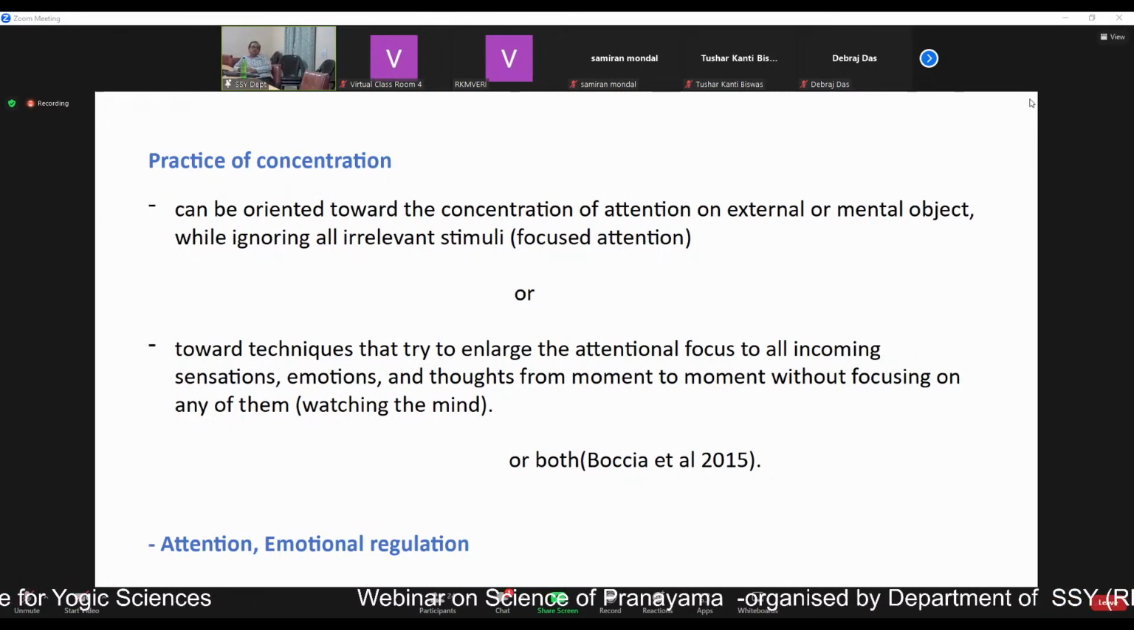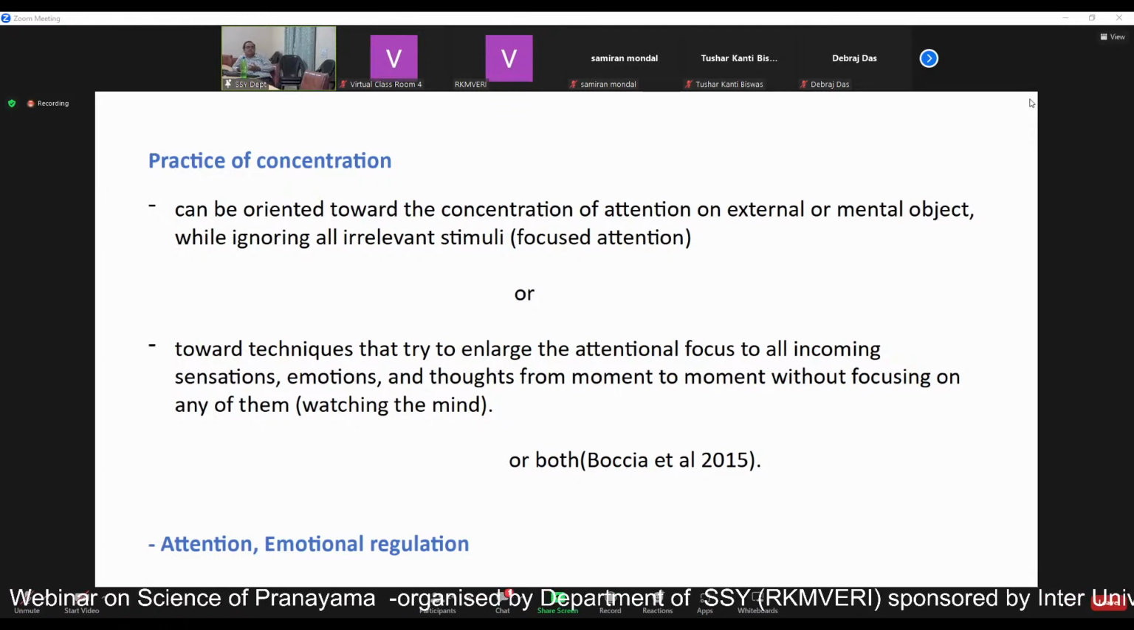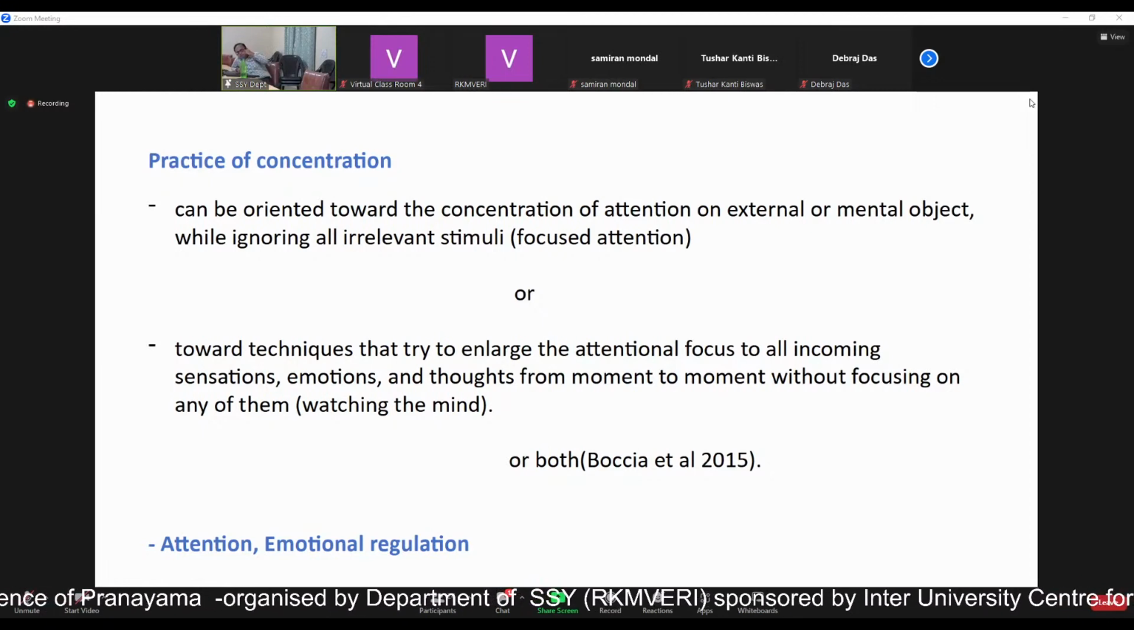So we have some understanding that if somebody performs this practice, there will be some improvement in the context of attention, and in the context of emotional regulation. But here, what is missing? What is the brain doing, and how is the brain changing so that this kind of improvement is happening?